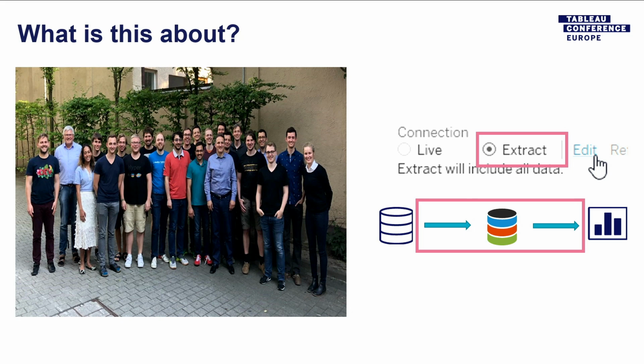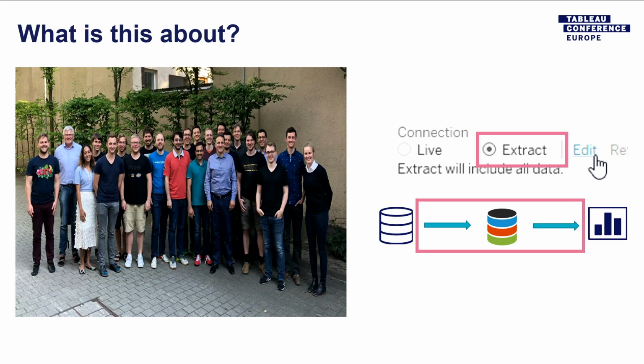And the Hyper database technology is used in different places within our products. It's used within Prep. It's used if you do multi cross-database joins. But maybe most well-known, it is the data engine behind extracts, right? And in the next 10 minutes, I want to give you 2 performance knobs that you might consider when you're using extracts to get the best performance out of your extracts.